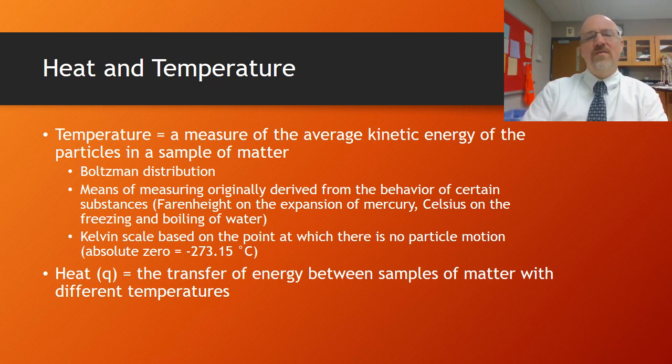The Kelvin scale, William Thomson, Lord Kelvin, doing some math and extrapolating back the behavior as you cool things, figured out there's a point at which you can't get anything colder, and that's negative 273.15 degrees Celsius. We call that absolute zero.